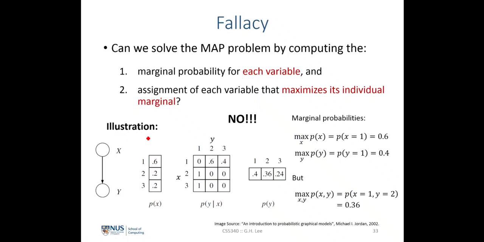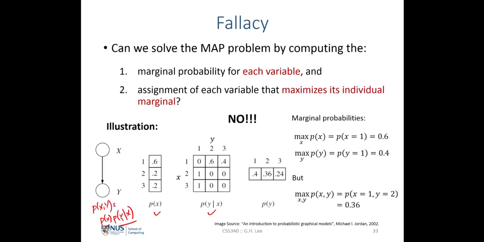An illustration over here would be this two-node Bayesian network, where I have x pointing towards y. So the joint probability distribution of x, y is actually given by p of x multiplied by p of y conditioned upon x, where the probability of x and the conditional probability of y given x are given as the two probability distribution tables here.